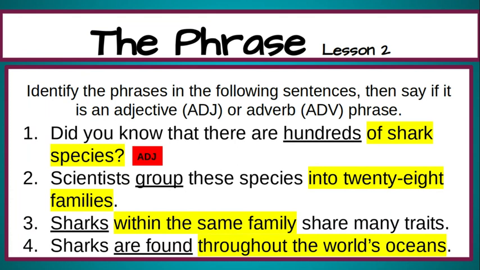Let's take a look at number two. Scientists group these species into 28 families. Into 28 families is the phrase. It is modifying the word group. It's not modifying species because it's not telling us which species. It's modifying group because it's telling us how. How did they group them? They grouped them into 28 families. So we would say that this is an adverb phrase.